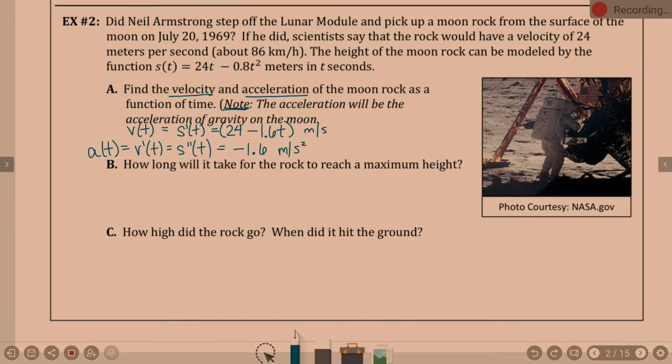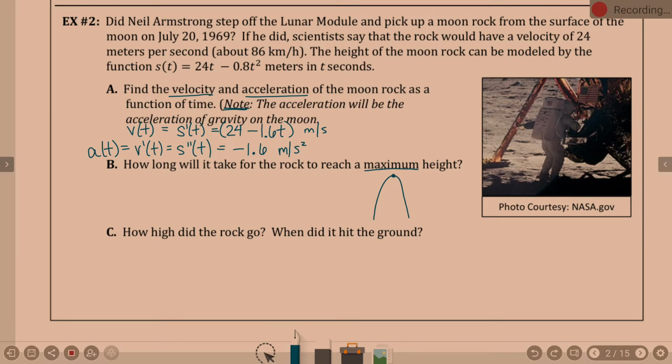If we look, okay, so position. What's this position function a graph of? A parabola. Specifically, are you with me on the upside down parabola? The rainbow. Now, how long will it take for the rock to reach the maximum? Where's the maximum? The top. At the top here, yes?